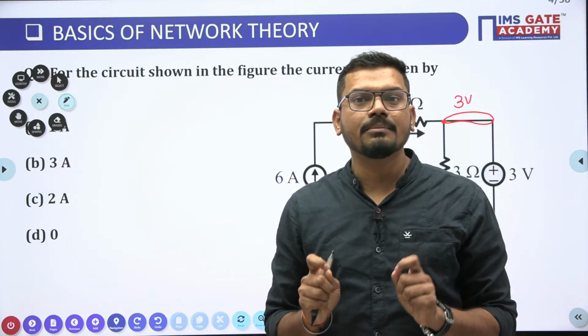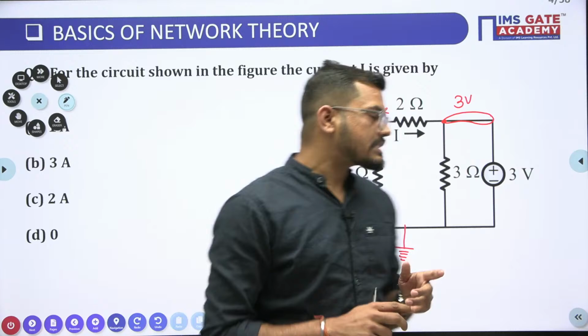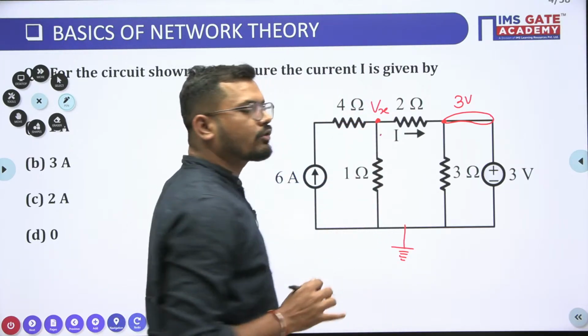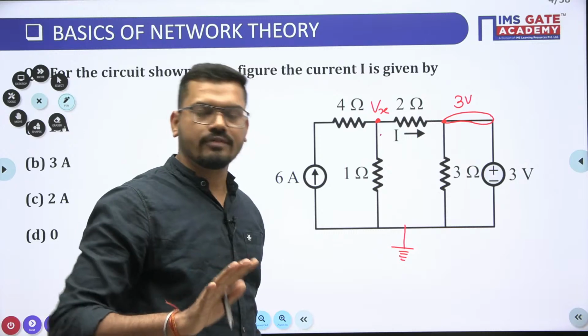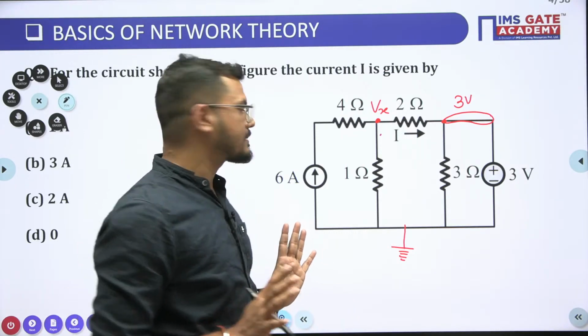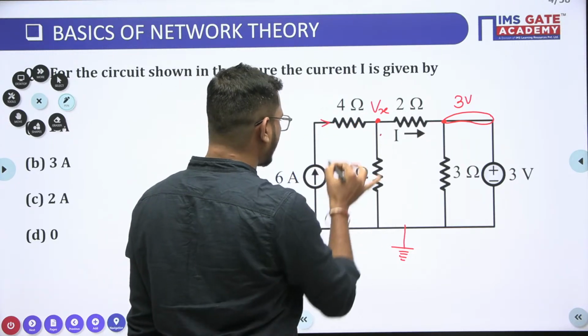It is nothing but KCL and Ohm's law. The sum of the currents you have to calculate here, and the total incoming current should be equal to total outgoing current. Just we have to do this, guys. So let us do this. What is this? So this is 6 ampere current.